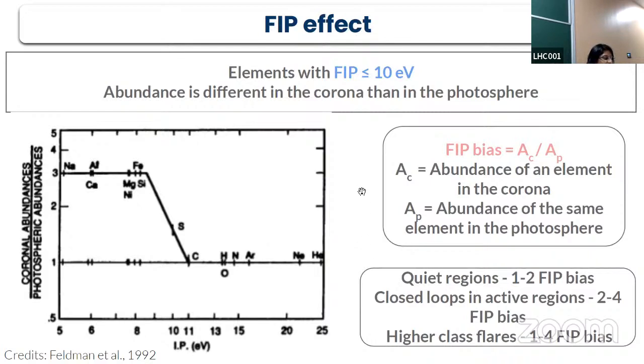In order to quantify this FIP effect, we use the term FIP bias, which is the ratio of abundance of an element in the solar corona to the abundance of the same element in the photosphere. Interestingly, it is also seen that the FIP bias is different in different regions of the corona. For example, in the quiet regions, the FIP bias is 1 to 2, that is, they almost retain the photospheric abundances. While in closed loops in active regions, the FIP bias is 2 to 4, which varies depending upon the element under study also. For all the higher class of flares that have been studied till now, the FIP bias is seen to vary from 1 to 4. And it depends not only on the element that we are studying, but also on the phase of the flare that we are studying.